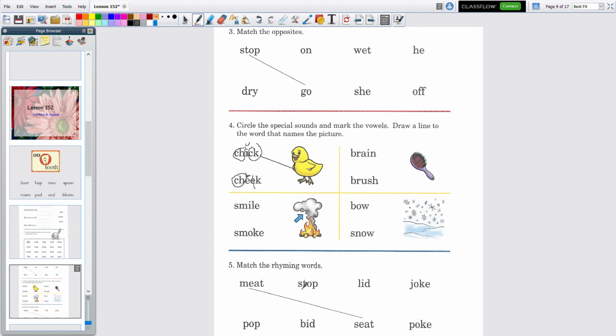Here we have stop. Stop. Which one of these would rhyme with stop? You'd have to look at the ending sounds. OP. Does this have an OP? It has a PO, but that doesn't count. Does this have one? This does. Op. So pop, stop. Those rhyme.